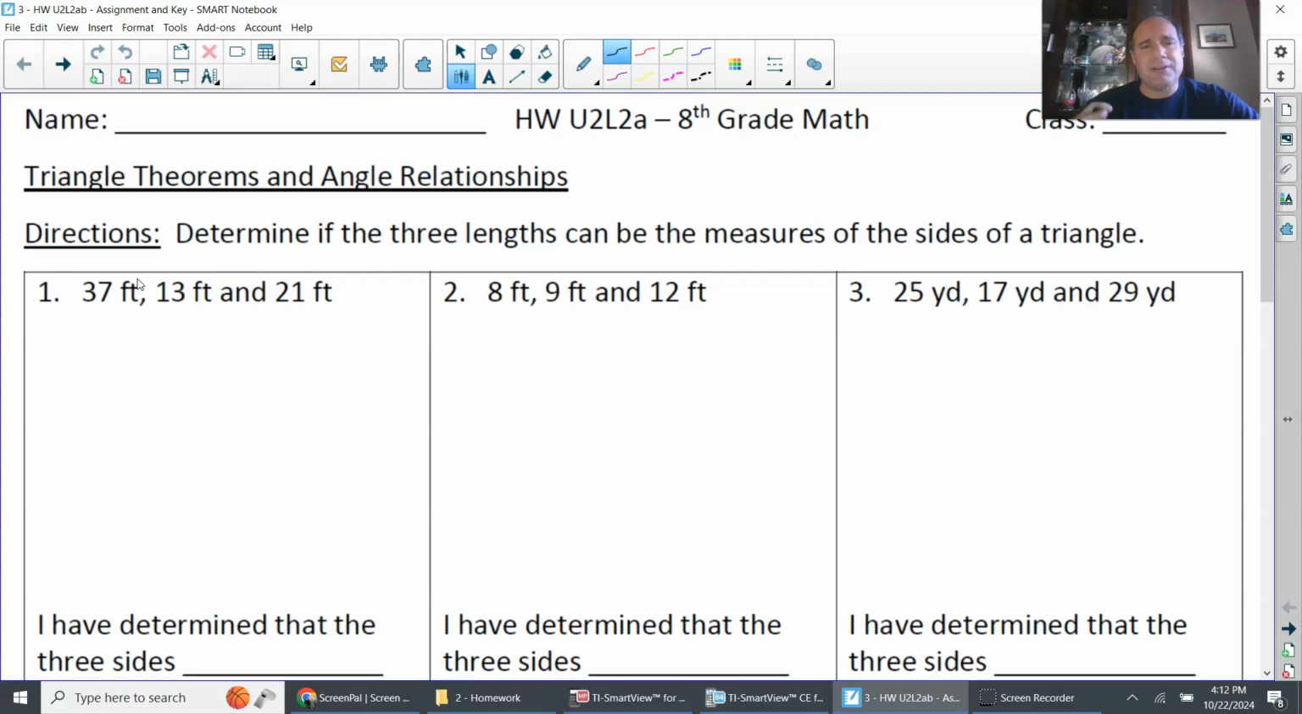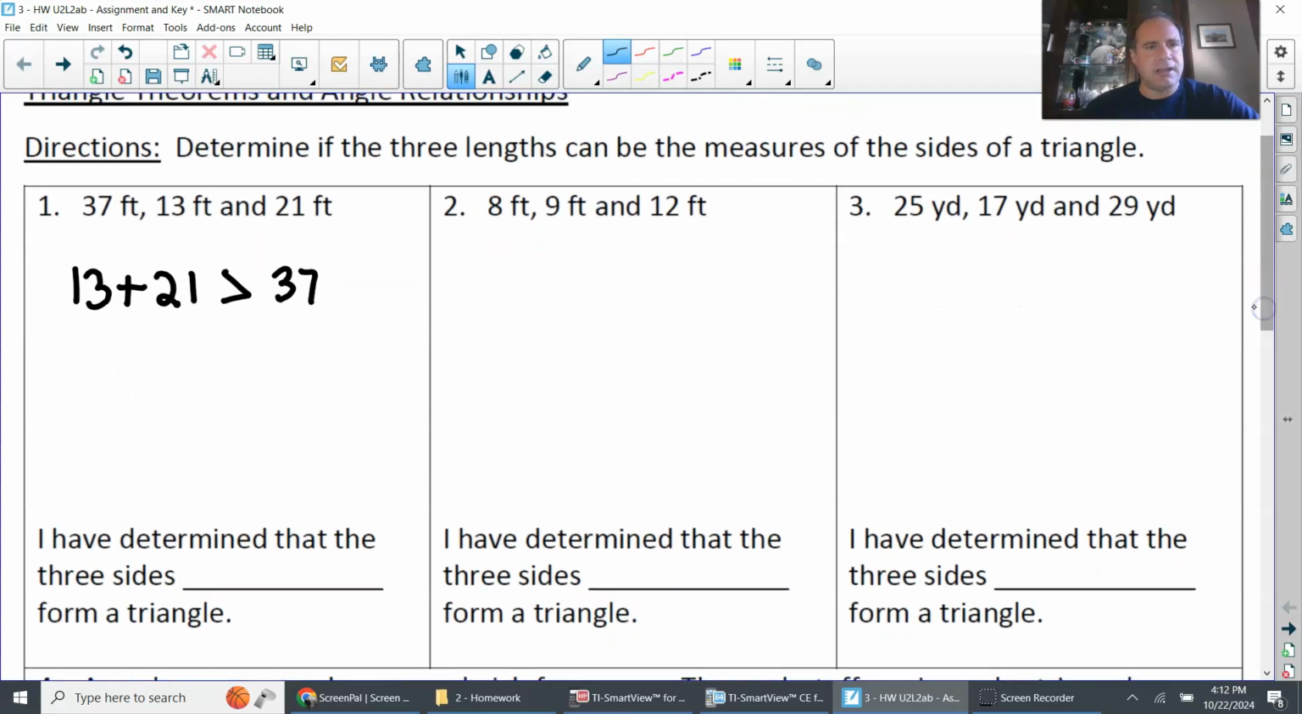It says determine if the three lengths can be measures of the sides of a triangle. So this is not the Pythagorean theorem. This is just taking the two smaller sides, and I'm going to do the 13 plus the 21. The sum of the two smaller sides has to be greater than the third side for it to be a triangle. If it's greater than the third side, it's a triangle. If it's not greater than the third side, then it is not a triangle. So 13 plus 21 is 34. 34 is not greater than 37. So I'm going to put no.